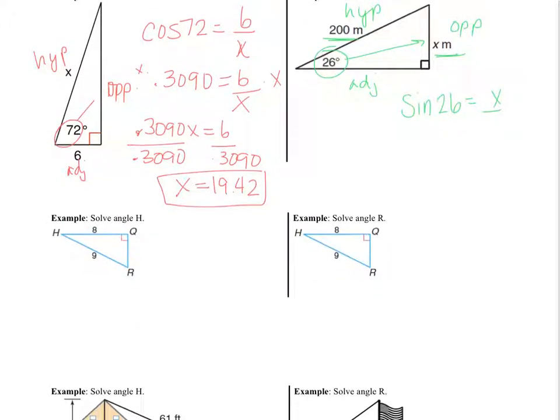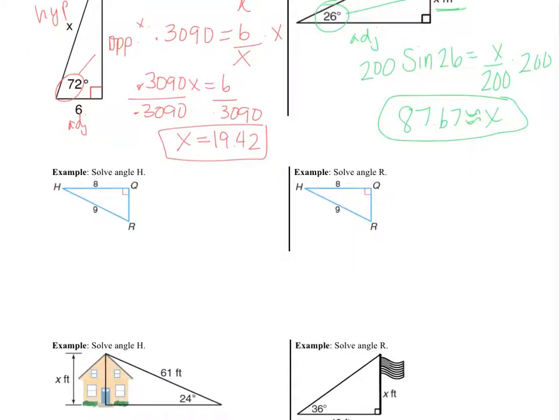Move this up a little bit. x over 200. Multiply both sides by 200. You can do this right on your calculator. So sine 26 times 200, that gets us to 87.67 equals x. This is approximately, as well, because we're rounding some decimals there.